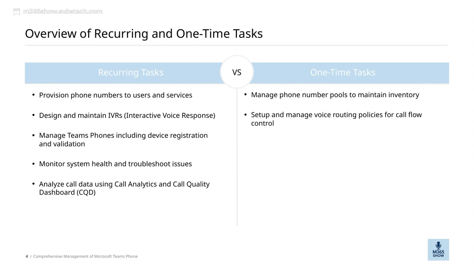Now, separating tasks into recurring and one-time activities helps us prioritize and organize our workflow. Recurring tasks are ongoing, like monitoring system health or managing voice routing policies, which we need to do regularly. One-time tasks, such as provisioning a new phone number or designing a new IVR, are performed as needed. Understanding this distinction is key to efficient management and ensuring we maintain a high-quality communication environment across the organization.